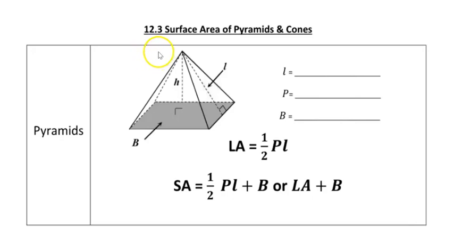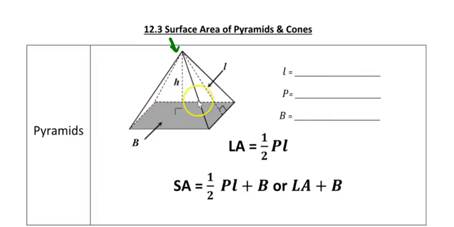Hello, today we're going to do 12.3 surface area of pyramids and cones. So you can identify a pyramid because we've got everything coming to a point up top. Okay, so here's what we need to know about a pyramid.